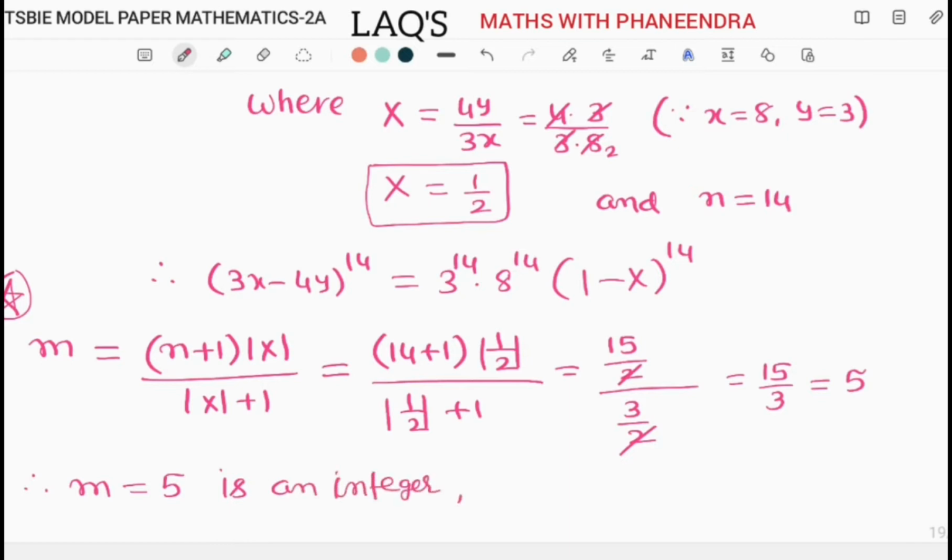Whenever we get an integer, Tm and Tm plus 1 are numerically greatest terms, NGTs. Suppose if it is not an integer, only Tm plus 1 is the numerically greatest term. Now we will calculate Tm and Tm plus 1.